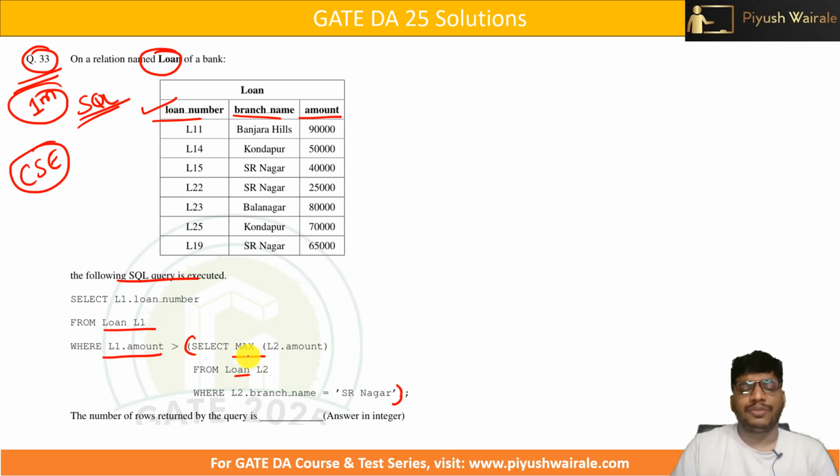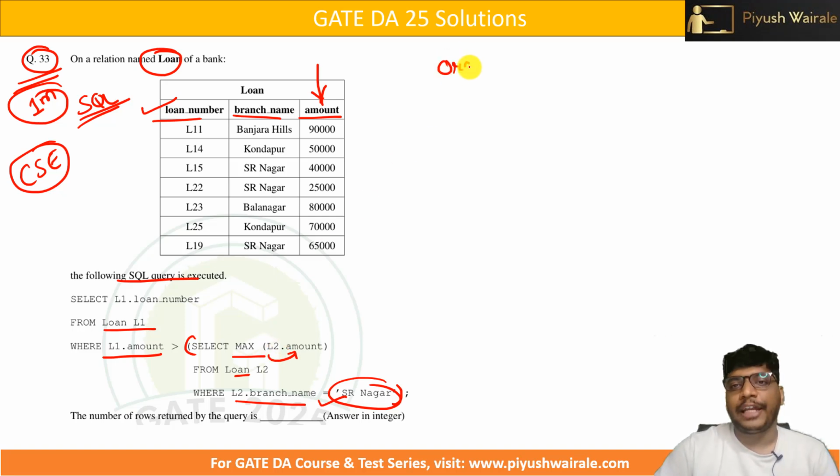Now, how the max function works: it will give us the maximum value of this particular attribute amount. From this column, we are going to get the maximum value. But we have a condition here. We want the maximum amount for what? Whenever the branch name equals SR Nagar. So first we have to filter the table based on SR Nagar, and then find out the maximum amount here. That's why I said the order of execution of SQL clauses is very important.